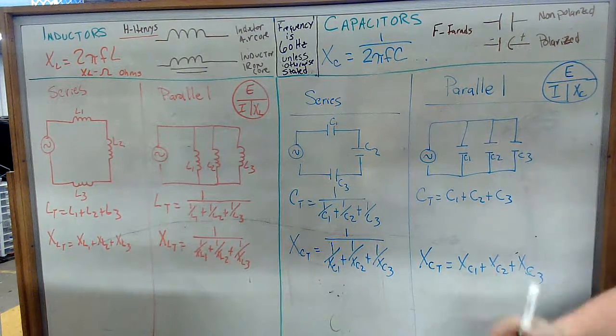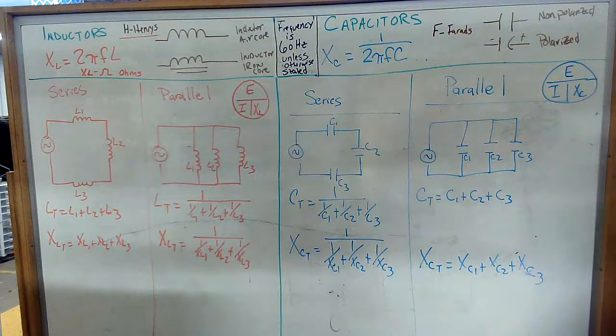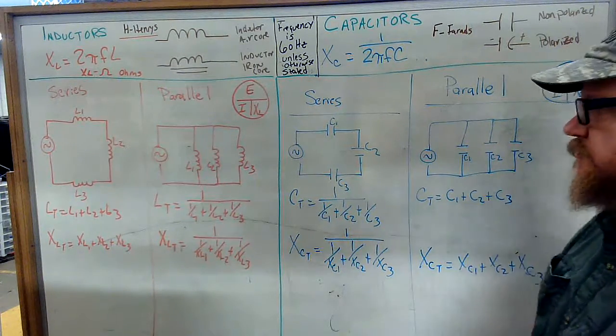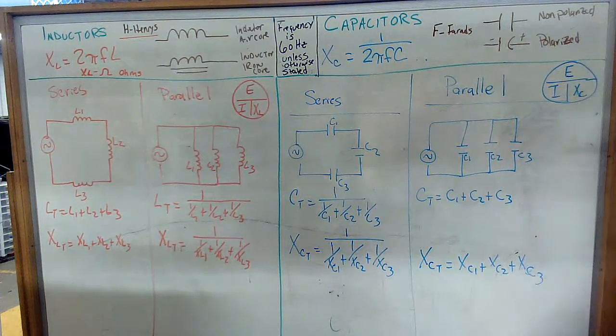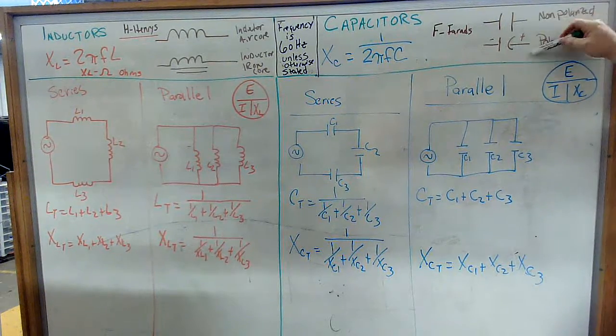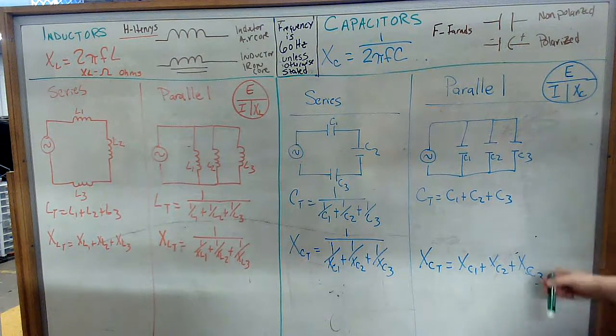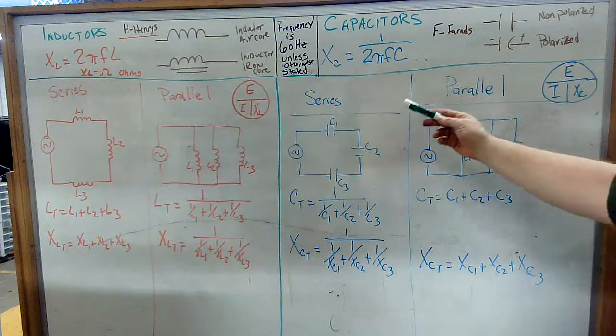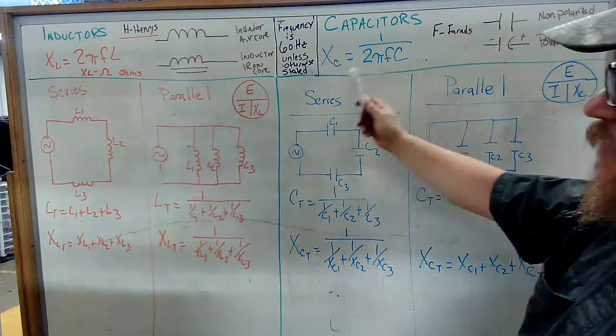It's just the opposite of the way resistive circuits work and inductive circuits work. XCT does the same thing. Capacitive reactance does the exact same thing mathematically. Now, non-polarized and polarized capacitors. We're going to be working with non-polarized in the class. This makes it easier on the math for us. And that should cover how to solve these.